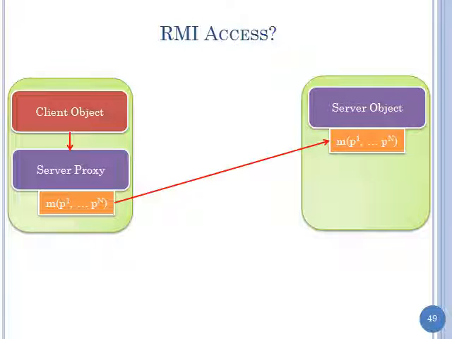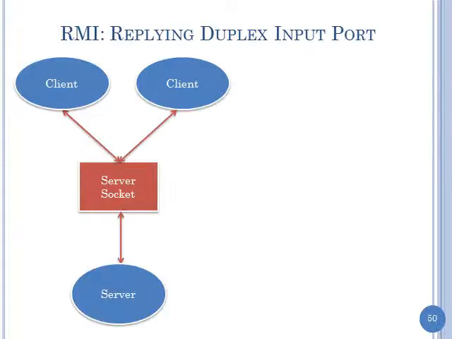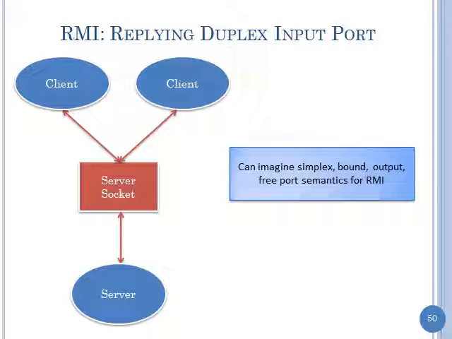RMI, input port, output port, free port. If you've defined a remote procedure, how many people can call it? As many as need be. And ultimately, it's called in the same object. So it's basically a duplex input port, right? But you can imagine a simplex bound or output port. You can imagine just two-party RMI.